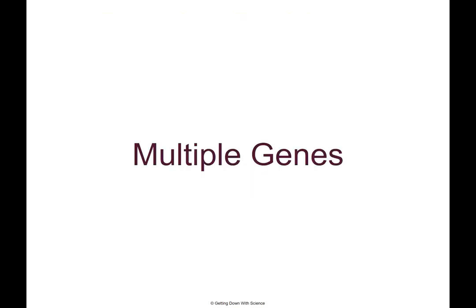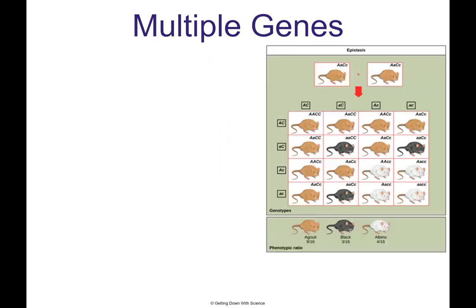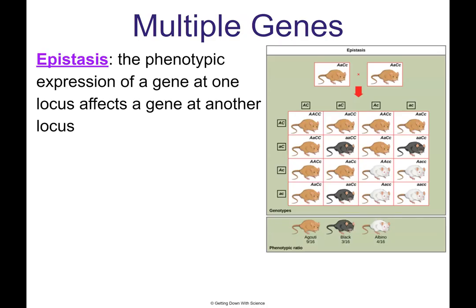Okay, and then we have the multiple genes. So in a lot of cases, we have 2 or more genes responsible for determining phenotypes. So here you'll notice we have a series of mice. And it looks like we have kind of beigey, they're called agouti, that beigey brown color. We have black mice and we have albino or white mice. So epistasis is the phenotypic expression of a gene at one locus affects a gene at another.